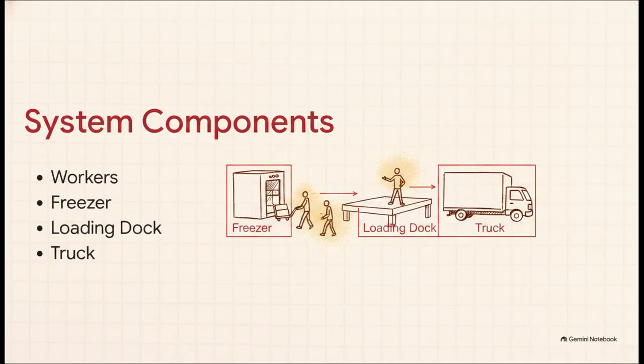So let's map out the components of this specific scoped process. We've got the freezer, the loading dock, and the truck. But, and this is absolutely vital, notice that workers are included as a component. People are components too. An FMEA that only looks at mechanical failures is usually going to completely miss the likeliest points of failure in any technological system.